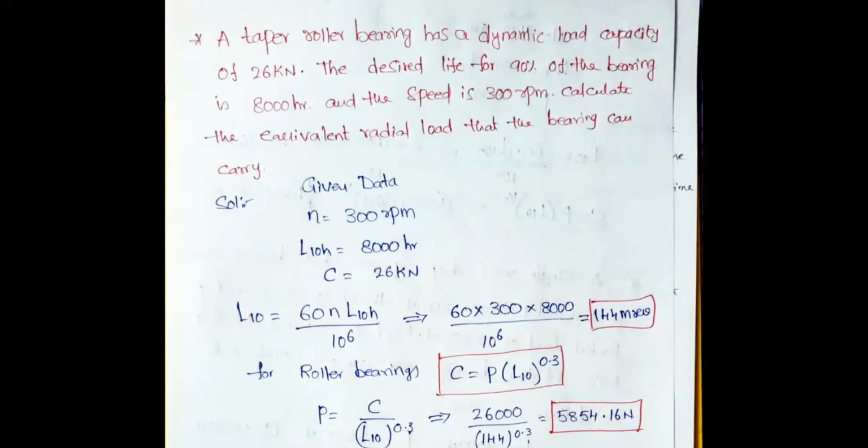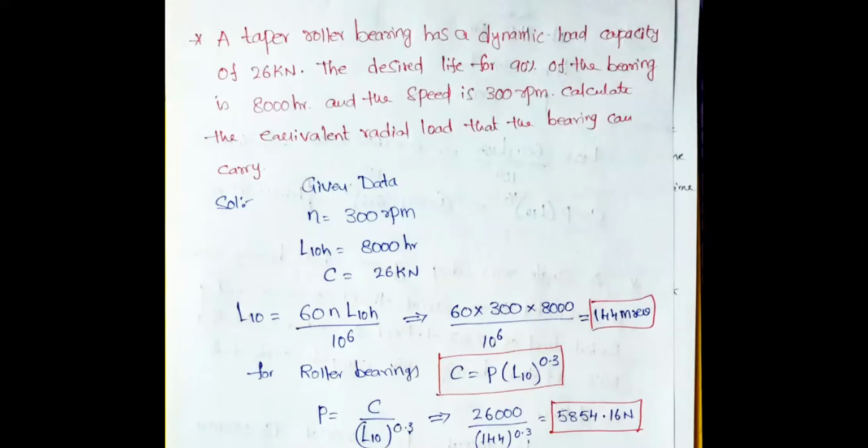We have a relation where P is called the equivalent load. The relation is L10 equal to (C by P) whole power p. Here capital P is the equivalent load, and small p is the exponent, which depends upon the type of bearing.